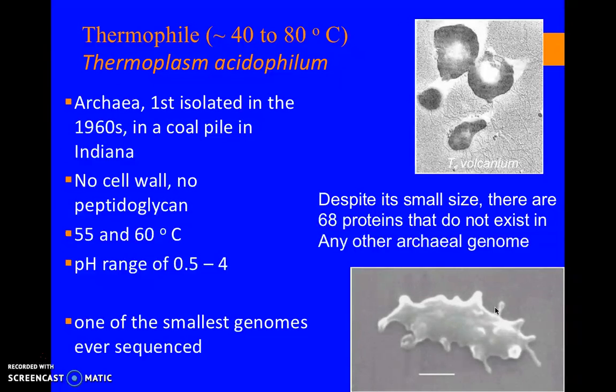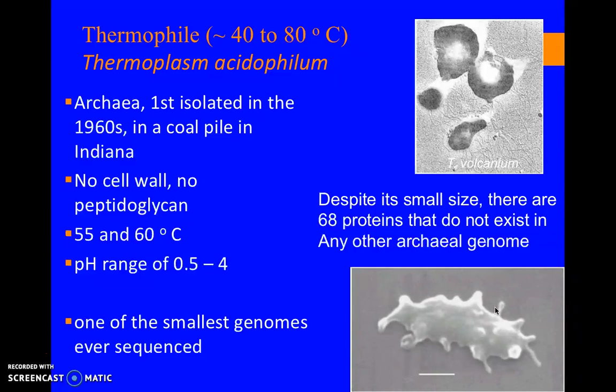for Thermoplasma acidophilum. There's a photo in the upper right-hand corner of a close relative, Thermoplasma volcanium, and that particular species, volcanium, actually grows in and around volcanoes. It'll grow in those smoldering, acidic, extremely challenging environments for us, but Thermoplasma volcanium can grow quite nicely in and around those volcanoes.